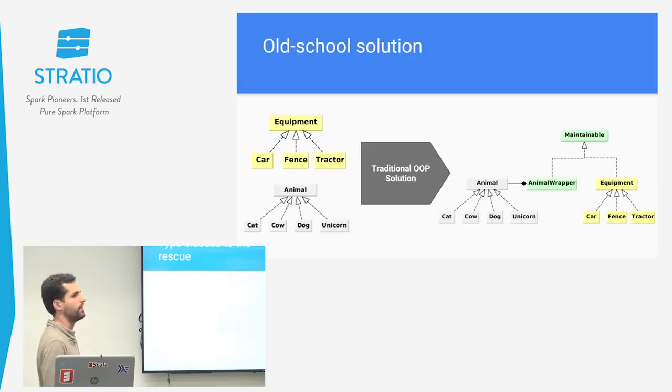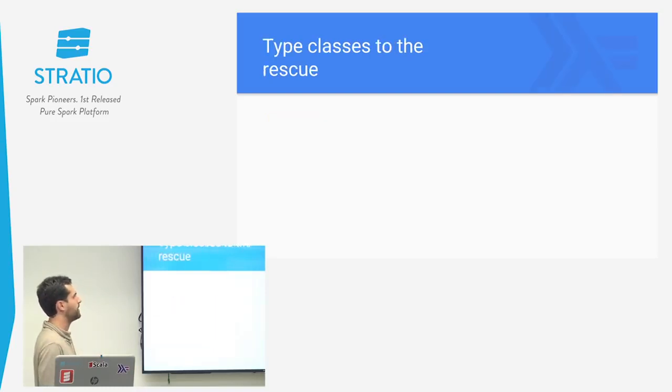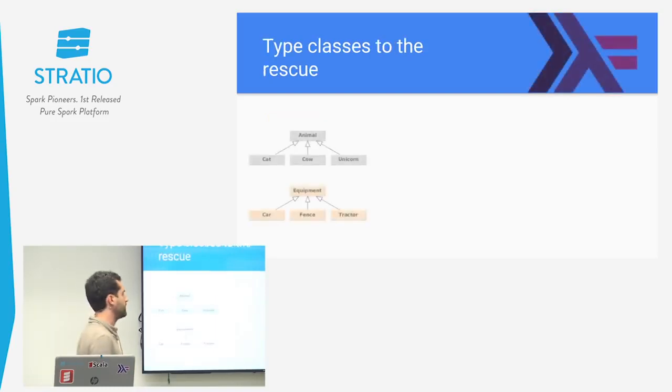So if someone provides you a third-party software library with animals and equipment, you don't have the behavior there. They might provide you with some functions to work with it. They might provide you with some classification, with some operations to work with them, but you can expand that set of operations. And that's made with type classes. That's an idea from Haskell.